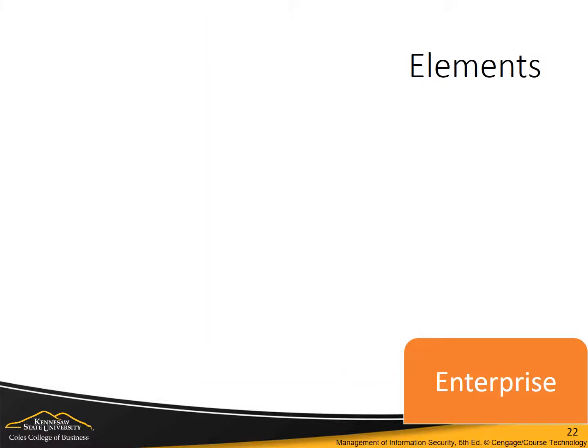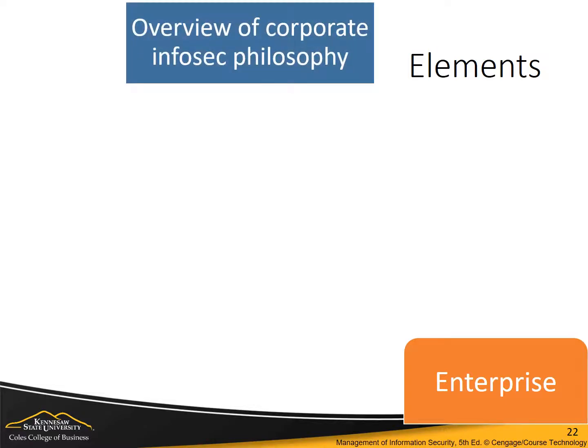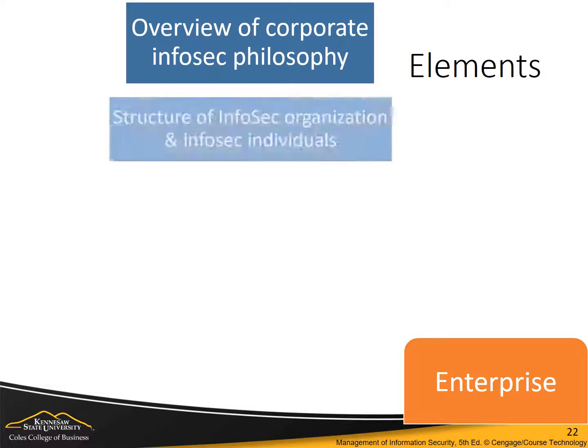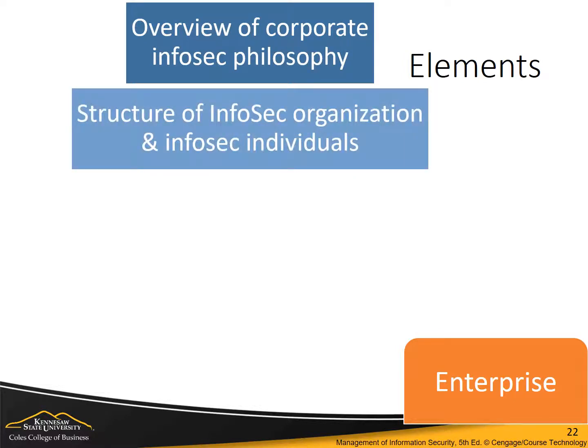An understanding of specific elements is important when developing enterprise information security policies. First, an overview of the corporate philosophy on security. How important is security given the context of the organization, its employees, and its stakeholders? Enterprise InfoSec policy elements include guidelines on the structure of the organization and individuals who fulfill the InfoSec role within the organization.